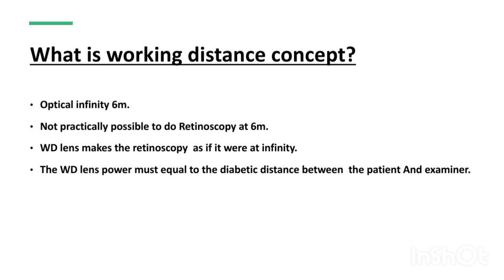So now practically, how do we calculate this working distance? Usually we are doing one hand distance, and one hand distance means 67 centimeters. So the formula is 100 by working distance, or 100 by 67, that is almost plus 1.5 diopter. Okay, so this is the concept of working distance. It is written that the working distance lens makes the retinoscopy as if it were at infinity. Okay, you understand?